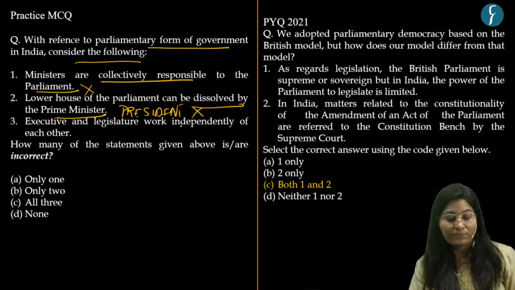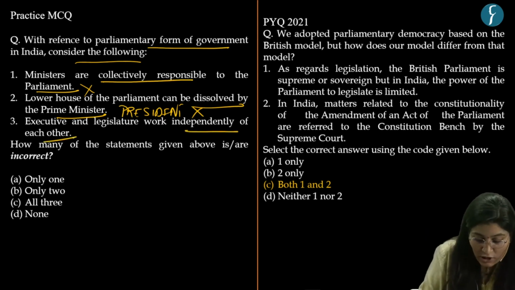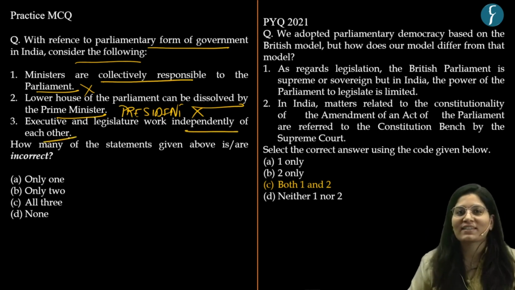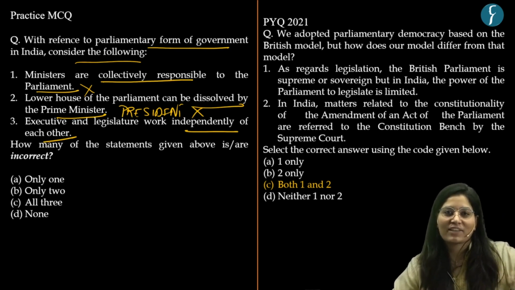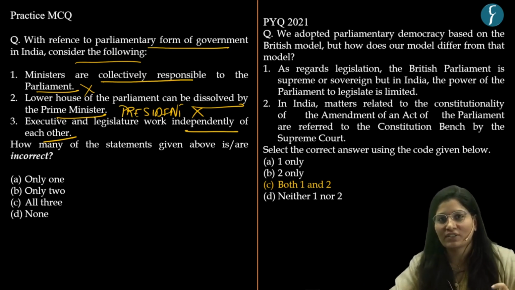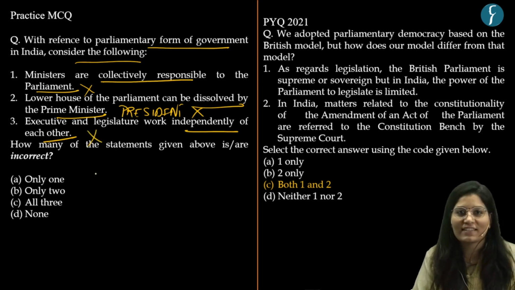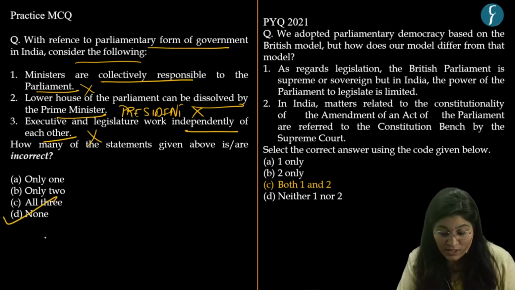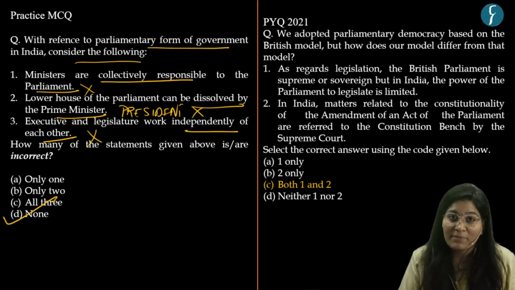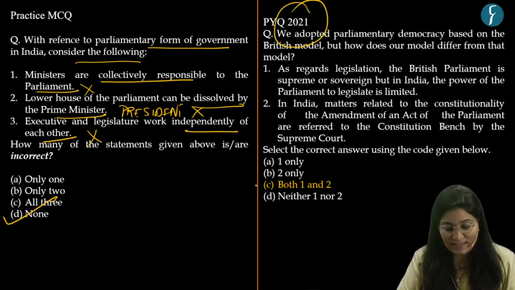Then third is executive and legislature work independently of each other. Just now we discussed that we don't have clear or independent wings of executive and legislature. We have fusion of both. So there is no independence of each other. Again, this statement is incorrect. So all three statements are incorrect. So our answer is D. And the answer of this PYQ, which is based on parliamentary democracy, which came in the year 2021, its answer is C.